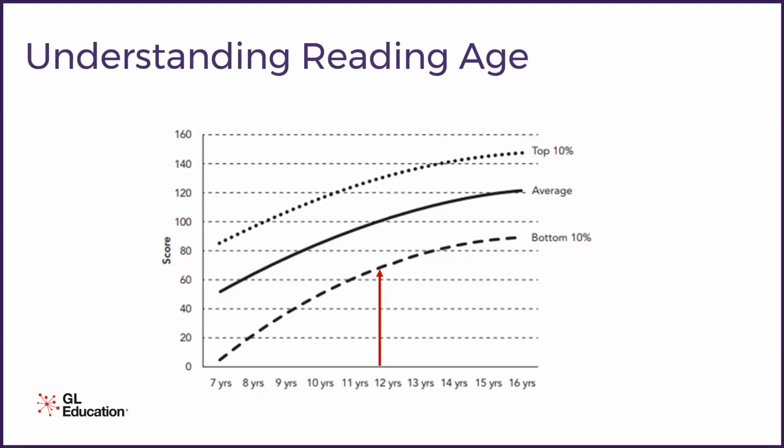We are able to define the average performance of students at different ages, according to how our standardization sample performed in the new group reading test. In this simplified example, a 12-year-old girl gets a test score of 70. This places them in the bottom 10% of 12-year-olds in the national sample. Tracking across, we can see that this is the same as the average for a 9-year-old from the national sample. This 12-year-old is therefore given a reading age of 9.